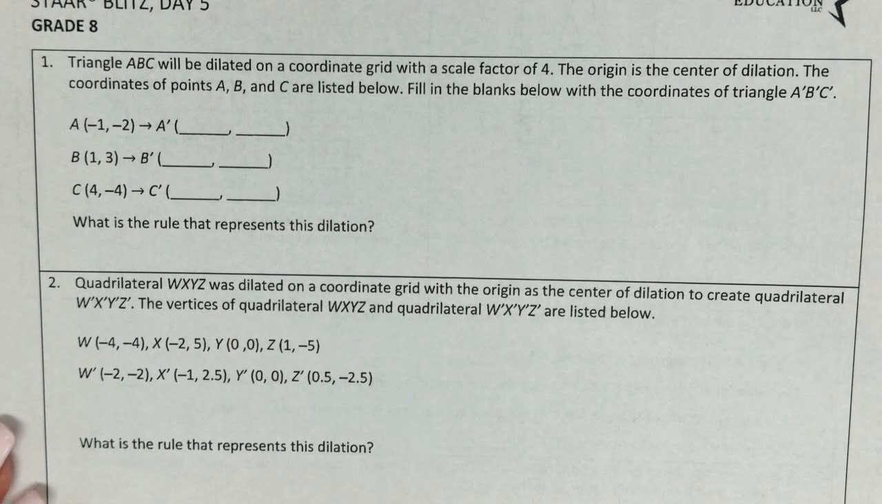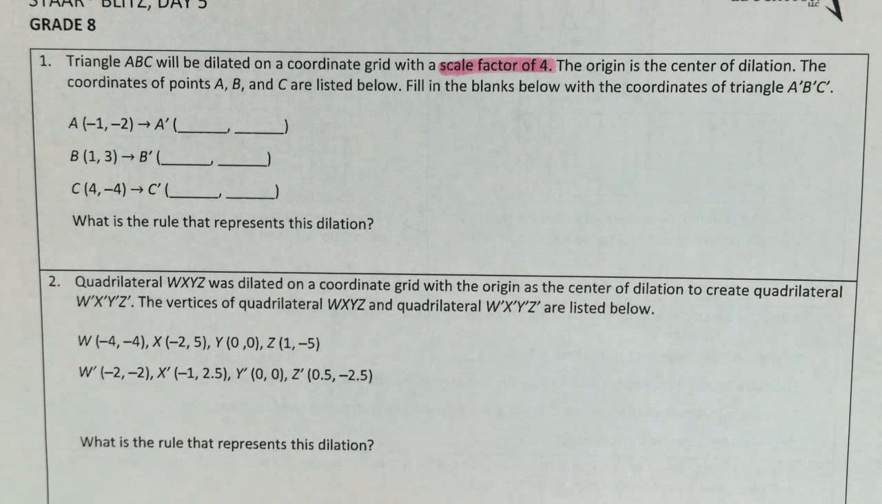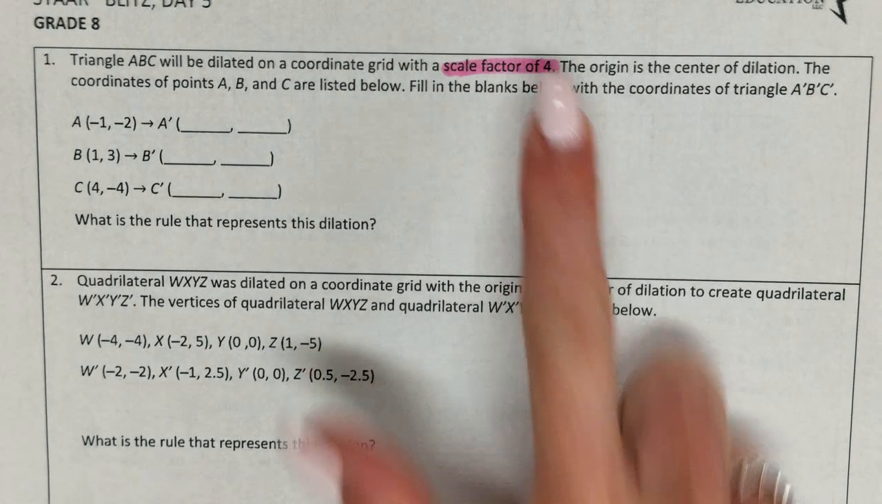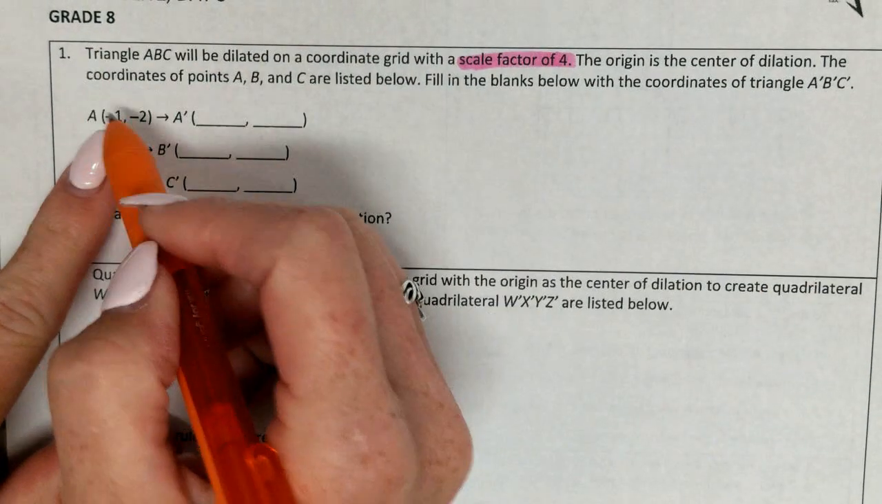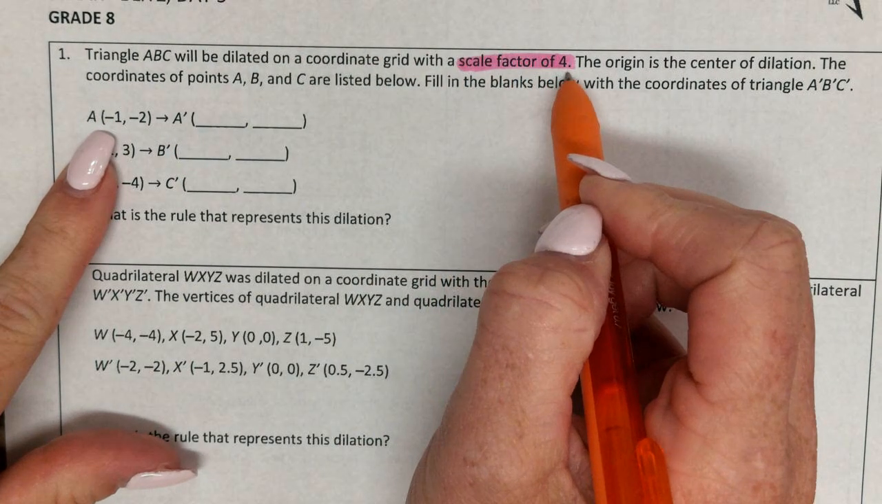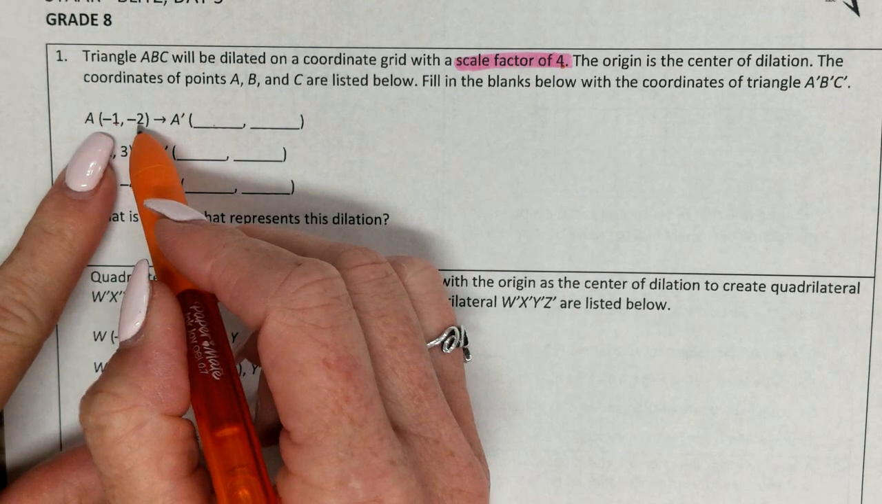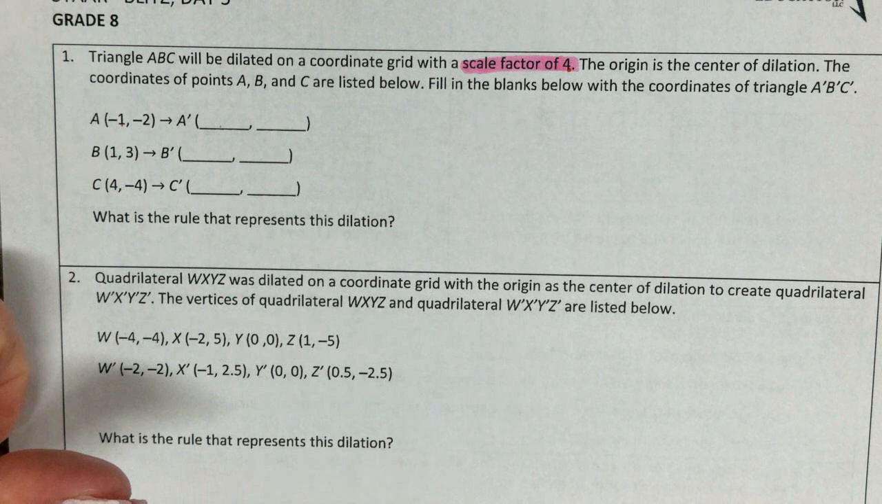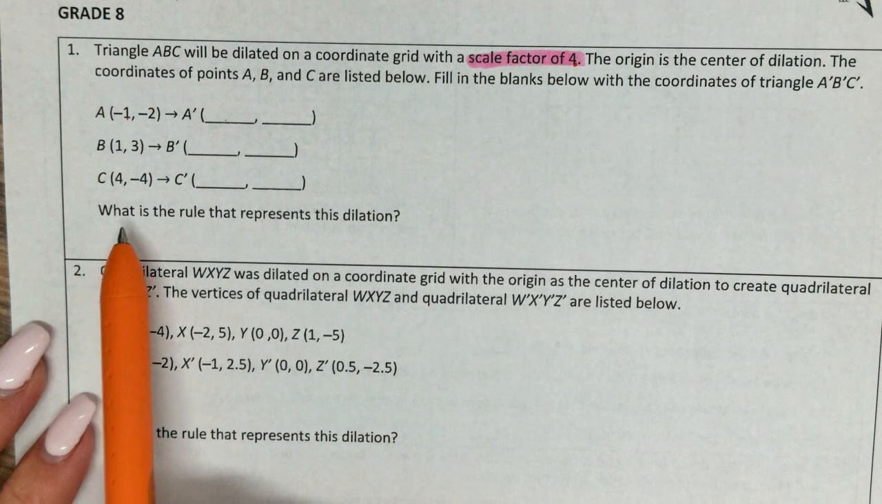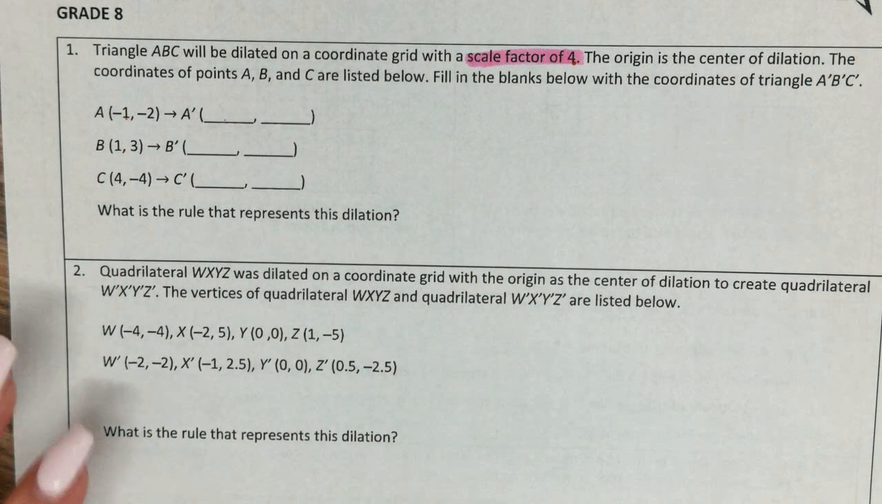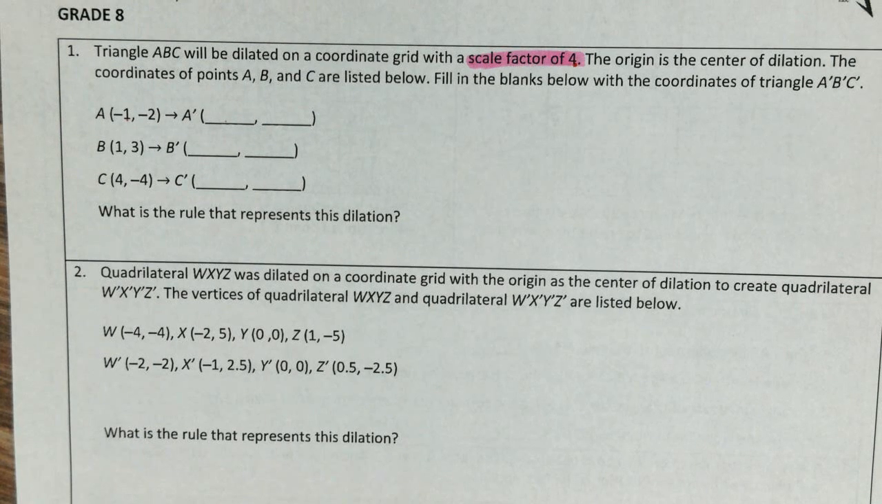Okay, on number 1, they give you the scale factor. What did I tell you you're going to do? If they give you the scale factor, you are going to multiply. No, they already gave it to you. So you're going to take these coordinates and multiply by 4. So 4 times -1, I would put it here. 4 times -2, I would put it here. Then at the bottom it says, what is the rule? Well, 4x, 4y. I just gave you the answer.